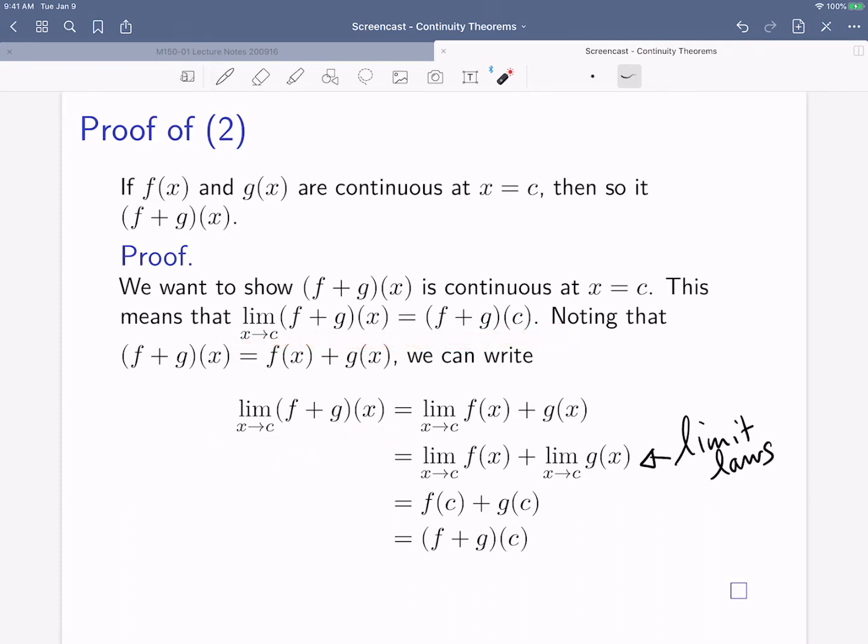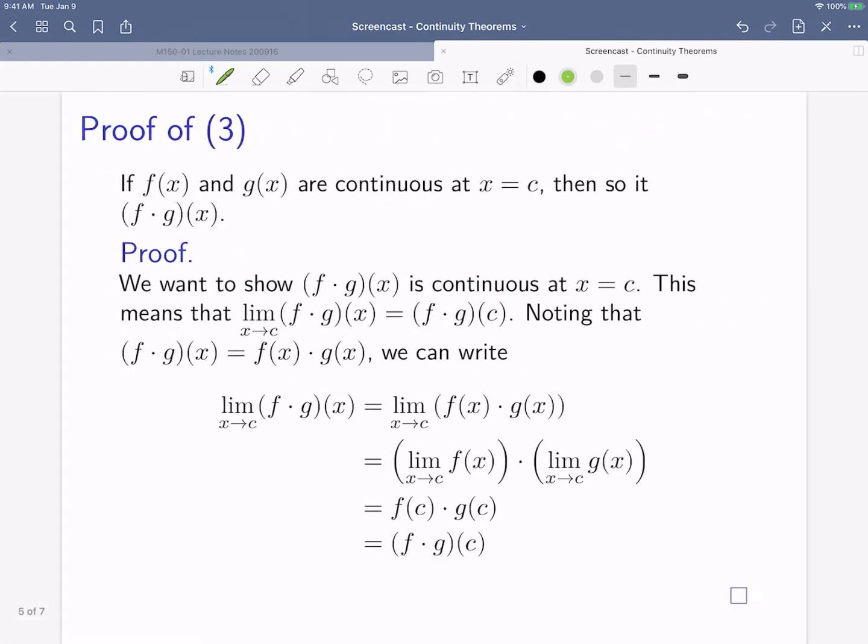So again, to recap, what makes this proof of this theorem work are the limit laws. And then, to be fair, here we also use the definition of continuity. We use our assumptions here. You have to use your assumptions that your original functions are continuous.